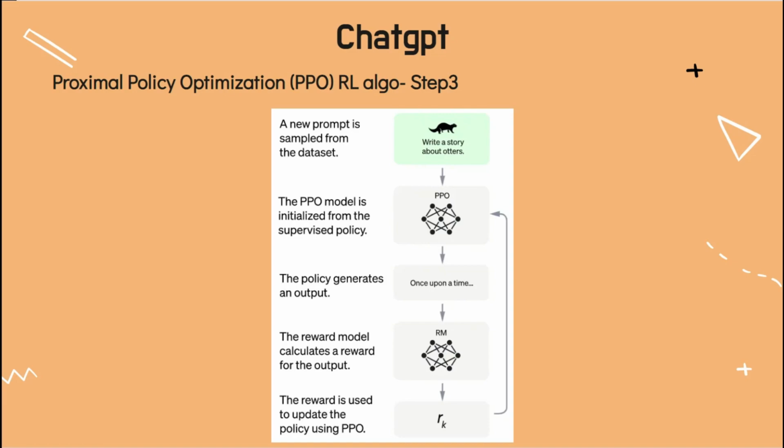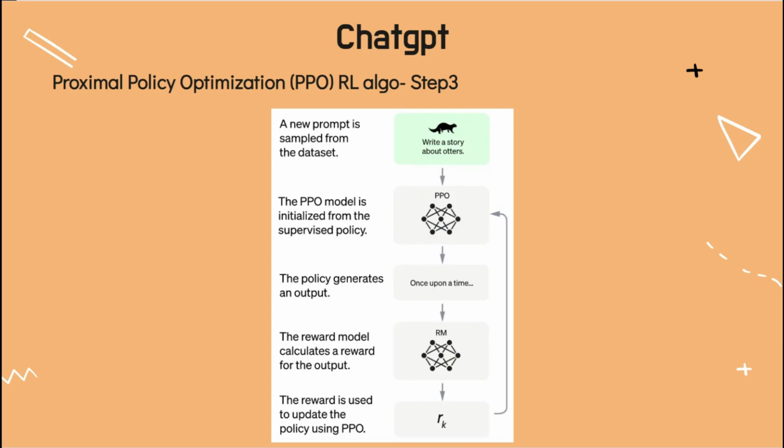So as you can see, a new prompt is sampled from the dataset. Write a story about otters. The PPO model is initialized from the supervised policy. The policy generates an output, once upon a time. Then the reward model calculates a reward for the output. The reward is used to update the policy using PPO.